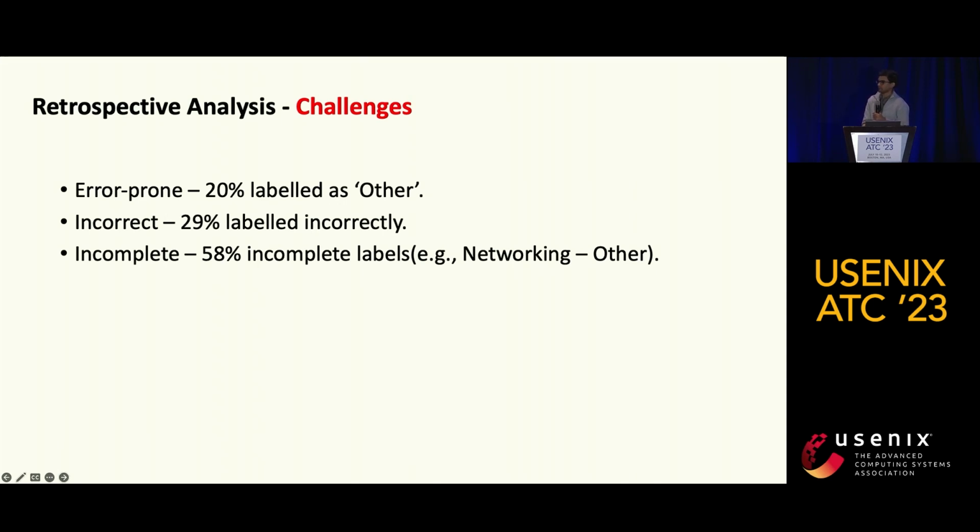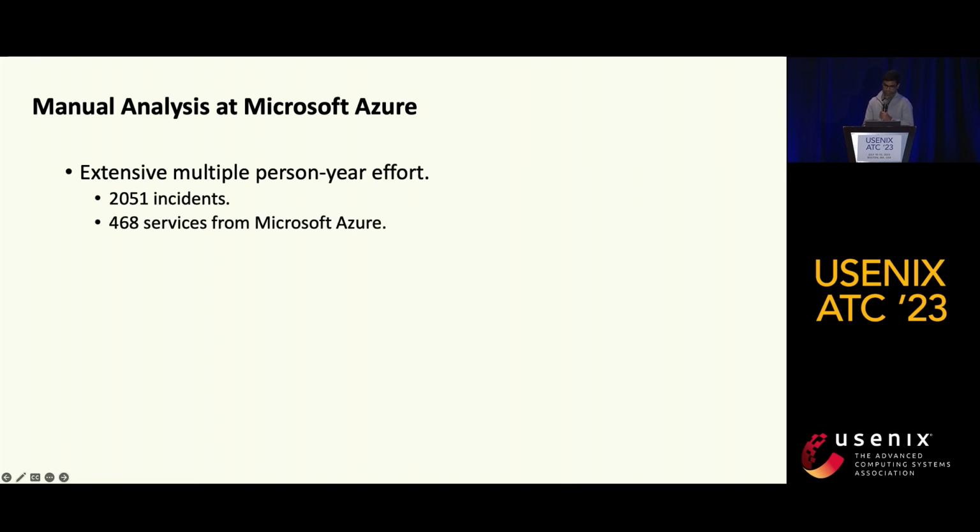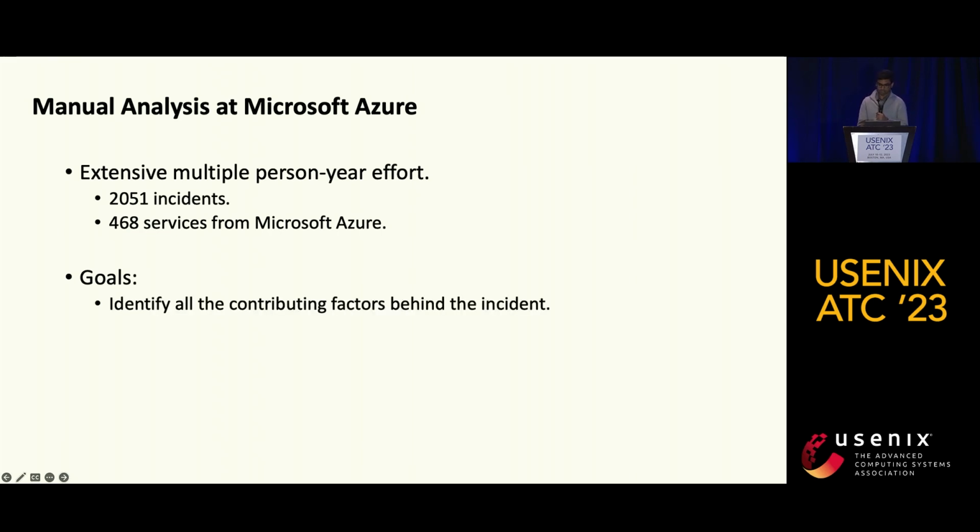To address these issues and bootstrap the root cause labeling process, we conducted an extensive multiple person-year effort by analyzing over 2,000 incidents from over 450 services in Microsoft Azure. The goal of this analysis is to identify for each postmortem all the contributing factors behind the incident and identify key context from the report for each contributing factor.